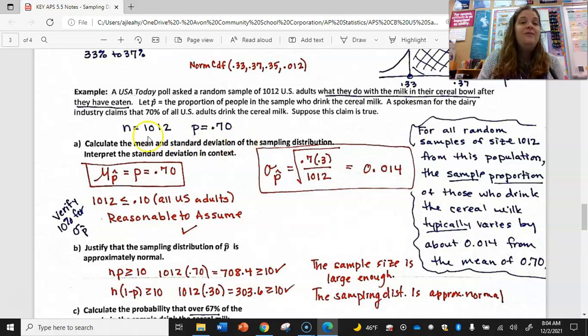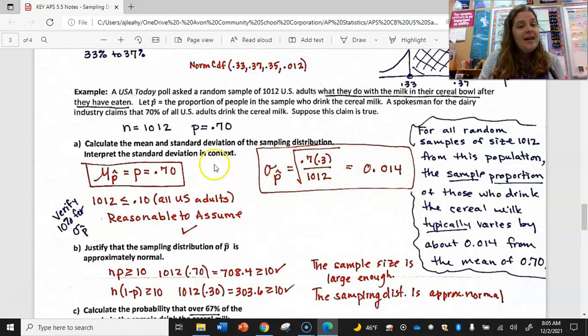The population proportion is 70%. We took a sample of 1,012. Calculate the mean and standard deviation of the sampling distribution. That means the mean of p hat and the standard deviation of p hat. So the mean of p hat is p, that's going to be 0.7. The standard deviation of p hat is the square root of 0.7 times 0.3 divided by the sample size, which gives me 0.014.